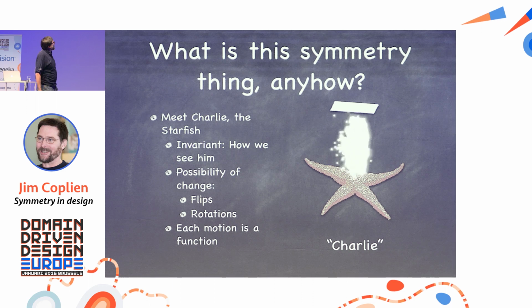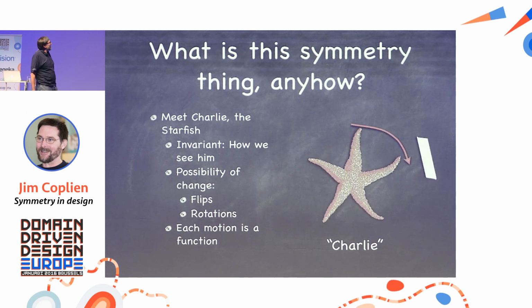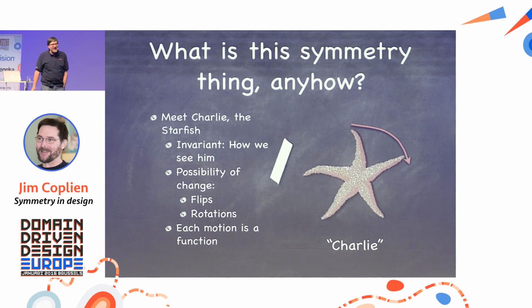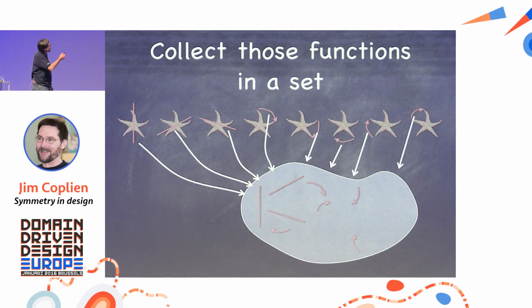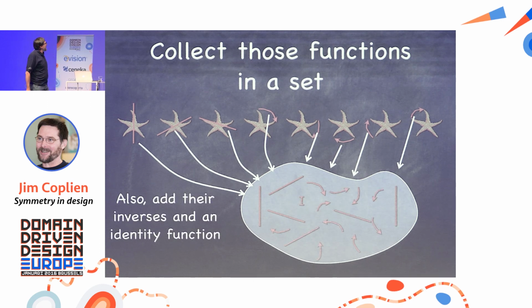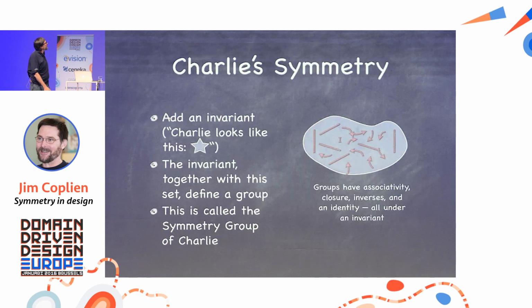And oh, there's a few more. I mean, we can rotate Charlie that much, or that much, or that much. And these functions go in that group as well. So the collection of all these things define what Charlie is as a starfish. And I put them all in a set, and together with this invariant, which is Charlie looks like a starfish, and an identity, and all these things having inverses, we have the symmetry group of Charlie. And this is what geometry means. Geometry and symmetry are isomorphic, or at least homomorphic to each other mathematically.